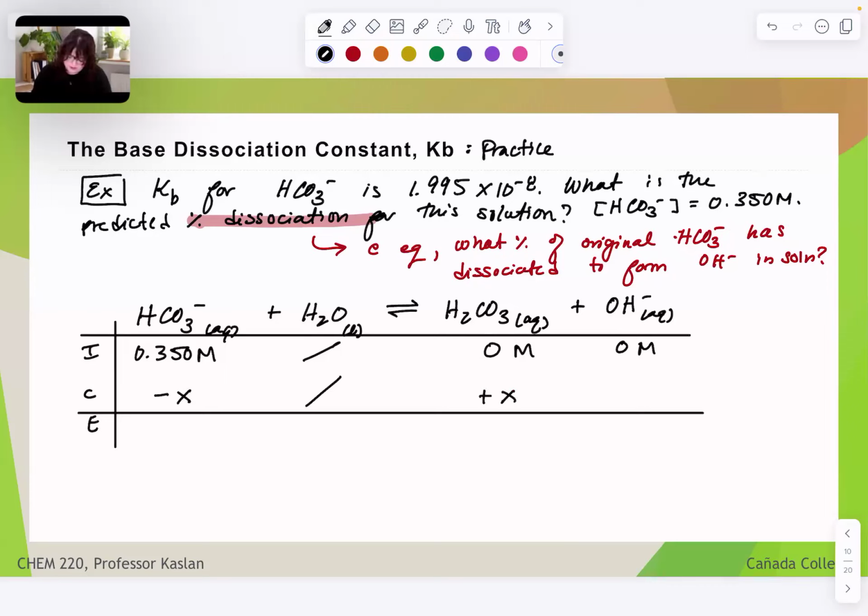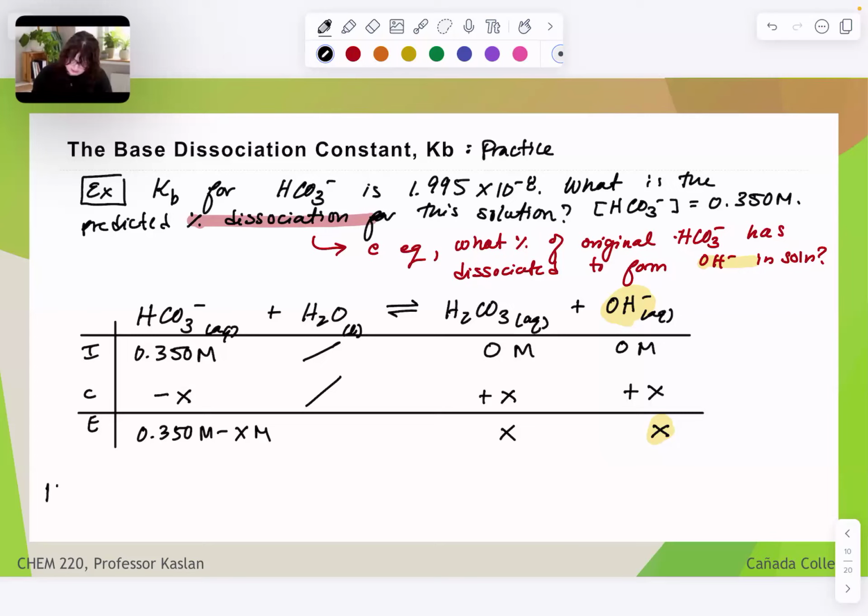That corresponds with the same proportional increase X in the amount of H2CO3 and hydroxide, meaning at equilibrium, 0.350 minus X molar is our equilibrium concentration of the bicarbonate ion. And we have now generated X molar of H2CO3 and what we care about, X molar of hydroxide. So if we can figure out X, then we can figure out the amount of hydroxide.